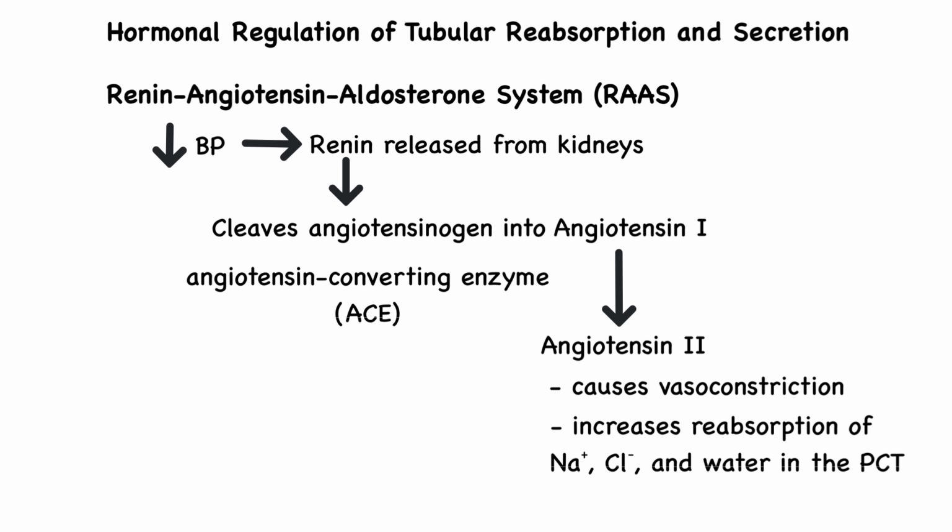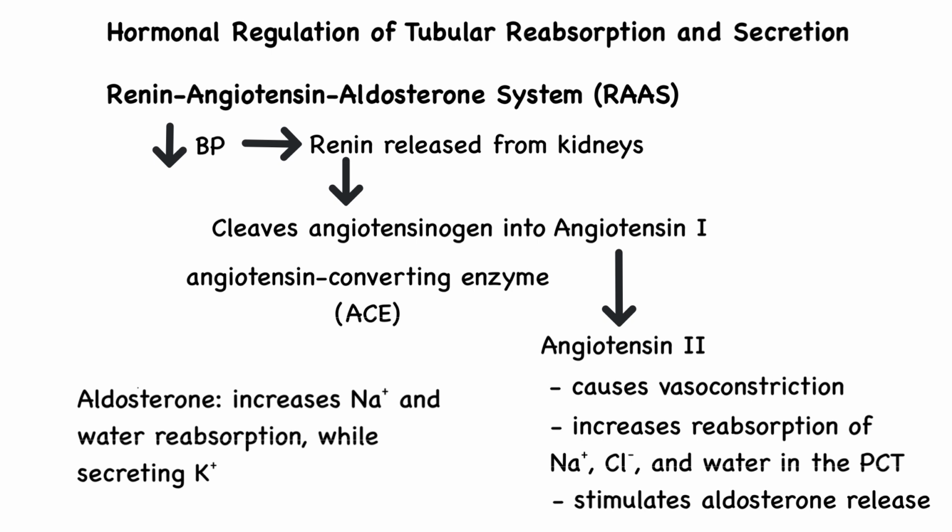Angiotensin II can then cause vasoconstriction of the afferent arterioles, which decreases glomerular filtration rate. It also increases the reabsorption of sodium, chloride, and water in the proximal convoluted tubule by stimulating the activity of sodium hydrogen antiporters. And it stimulates aldosterone release from the adrenal cortex. Aldosterone then increases sodium and water reabsorption while secreting potassium in the distal tubule and the collecting duct, helping to raise blood pressure and blood volume.